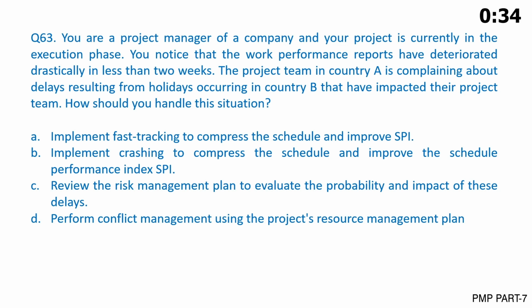A. Implement fast tracking to compress the schedule and improve SPI. B. Implement crashing to compress the schedule and improve the schedule performance index, SPI. C. Review the risk management plan to evaluate the probability and impact of these delays. D. Perform conflict management using the project's resource management plan.